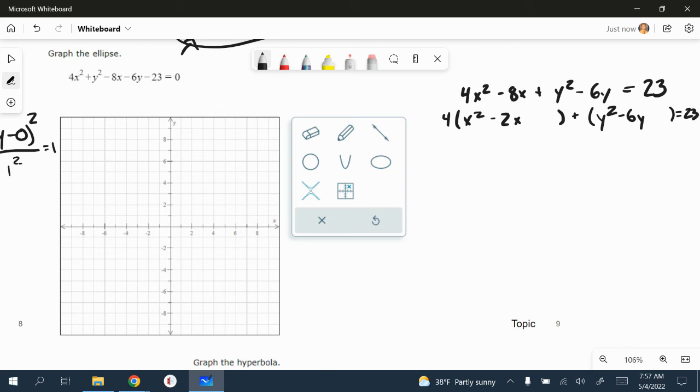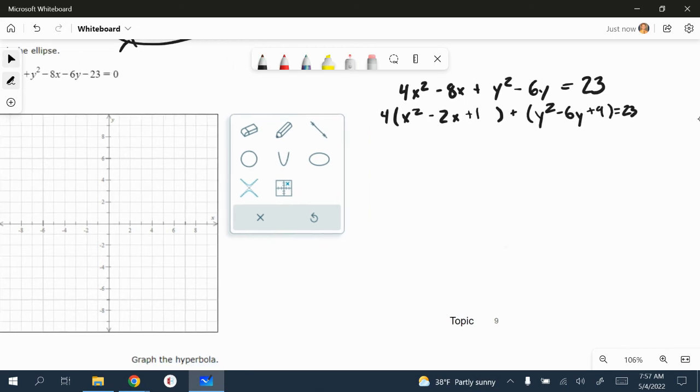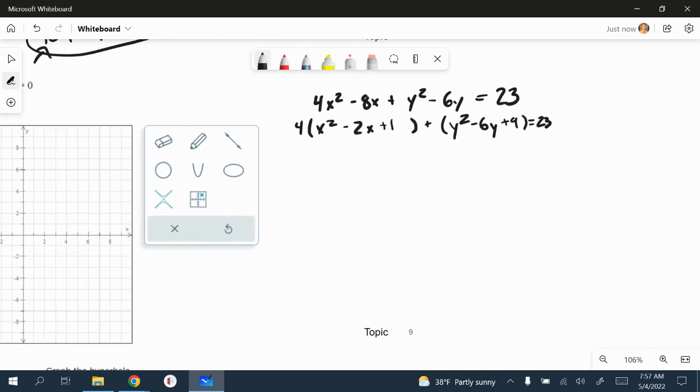Okay, so now I'm going to complete the square, so that means I'll put a plus 1 in there, and I'll put a plus 9 in there. And then I have to think about what I actually added to the left-hand side of the equation. It looks to me like I added 4 in the first part and then 9 in the second part, so that means I've added 13. So that means I have to add 13 to this side as well.